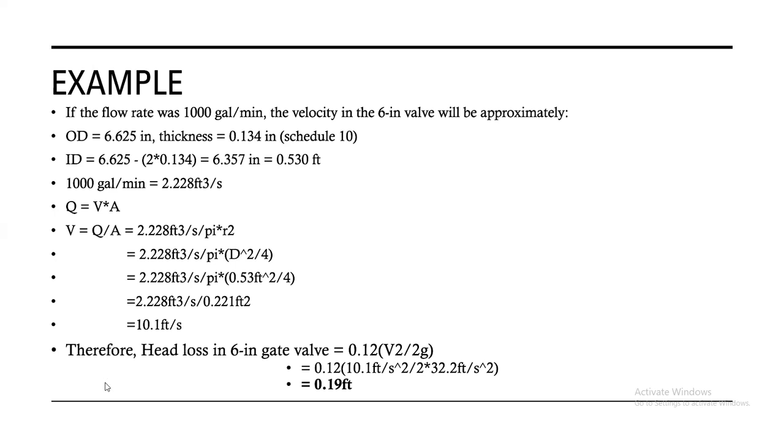Therefore, head loss in a 6-inch gate valve is 0.12 multiplied by the velocity head. Now we have the velocity, substitute there 10.1 feet per second squared. That's our velocity squared. Divide by 2G, you get a head loss of 0.1 inch. So if you do your math, then you can see what I'm talking about.